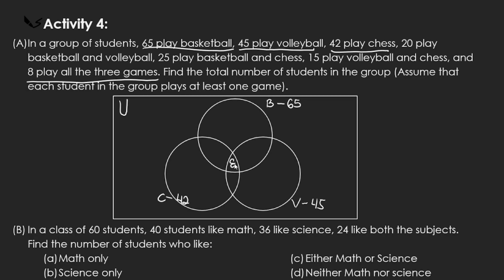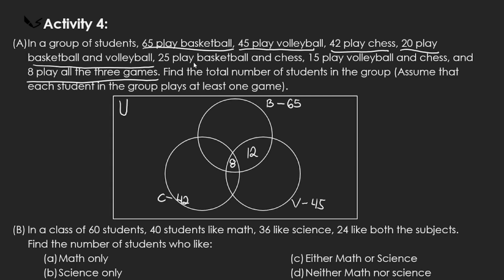There are 8 people here who play basketball, volleyball, and chess. Looking at this given, 20 play basketball and volleyball. Here are their circles, and we don't want to put 20 here. No, no, no, because 8 of those 20 are already playing chess. So 20 take away 8, that gives us 12. This is still correct. 20 play basketball and volleyball. 8 of those 20 play chess also.